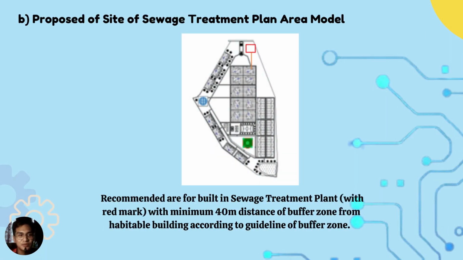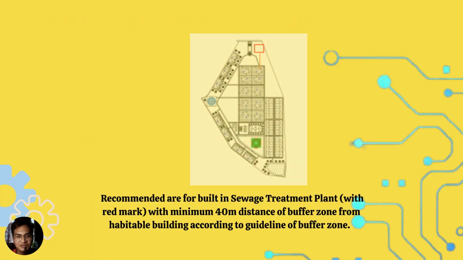Okay, next step is the proposed site of the sewage treatment plant area model. This remark recommends building the sewage treatment plant with a minimum 40 meter distance of buffer zone.